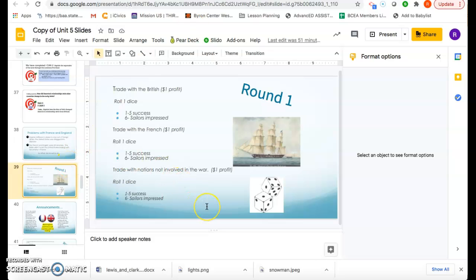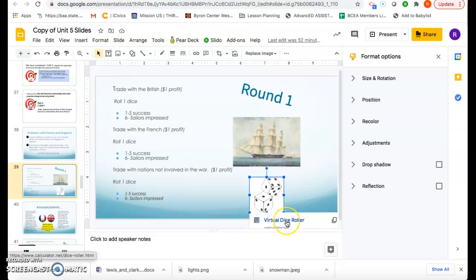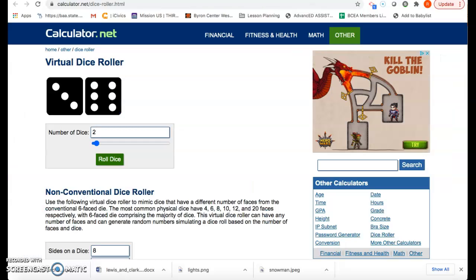Now, here's the catch though. You're going to roll the dice. If you roll a 1 through 5, that is a success. You're going to get a $1 profit. If at any point you roll a 6, your sailors are going to be impressed, meaning kidnapped. If you click here, this takes you to a virtual dice roller, or I also have it linked on Schoology for you. So right now, go to your dice roller. For this round, we're only using 1 dice, so we're going to roll the dice.